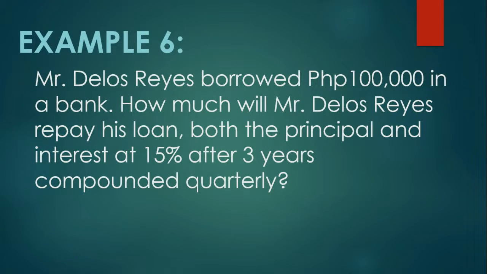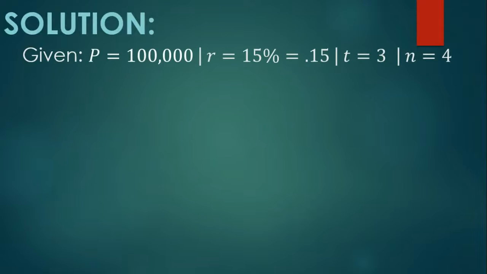Example 6. Mr. De Los Reyes borrowed 100,000 pesos in a bank. How much will Mr. De Los Reyes repay his loan, both the principal and interest, at 15% after 3 years, compounded quarterly? So here, the principal is 100,000, the value of R is 15%, the value of T is 3, and the value of N is 4, since it is compounded quarterly. For the solution, we identify the given. P is 100,000, R is 15%. Converting this to its equivalent decimal form, we move the decimal point twice to the left. It will give us 0.15. The value of T is 3 and N is 4 since compounded quarterly siya.